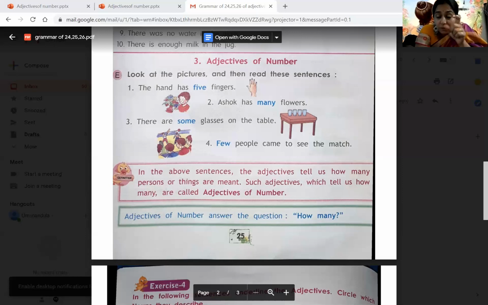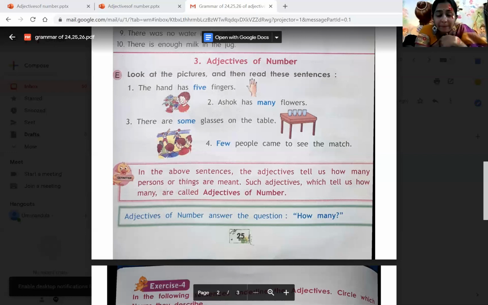So according to the usage of the sentence, you have to understand whether some is an adjective of quantity or an adjective of number. Some people came to the party. Afterwards we can count the number of people. So here some people comes as an adjective of number, children. Okay. Some rice is collected to give the orphans. So here some is an adjective of quantity. You have to understand this, children. Okay, don't get confused.